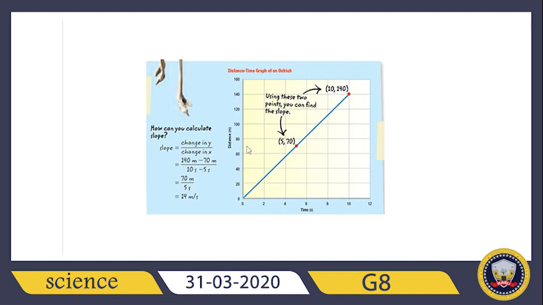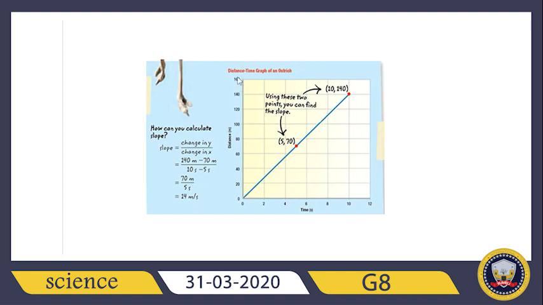Okay, so it will be as following, guys. 140 meters, subtract 70, over 10 seconds, minus 5 seconds. So the final answer will be 14 meters per second. So guys, this is how constant speed is graphed.